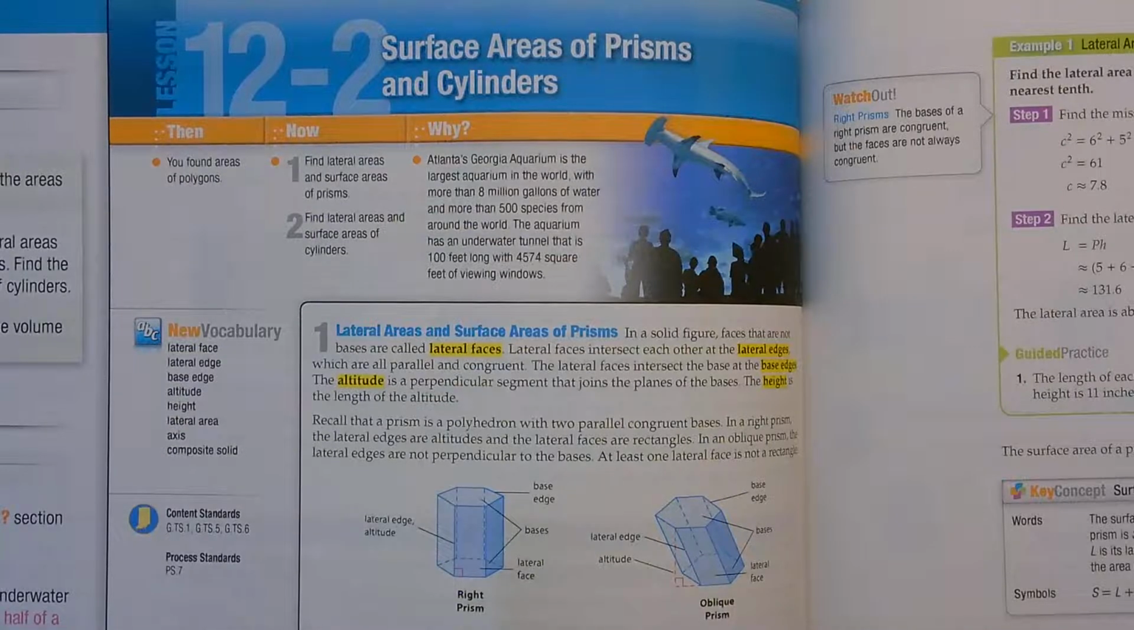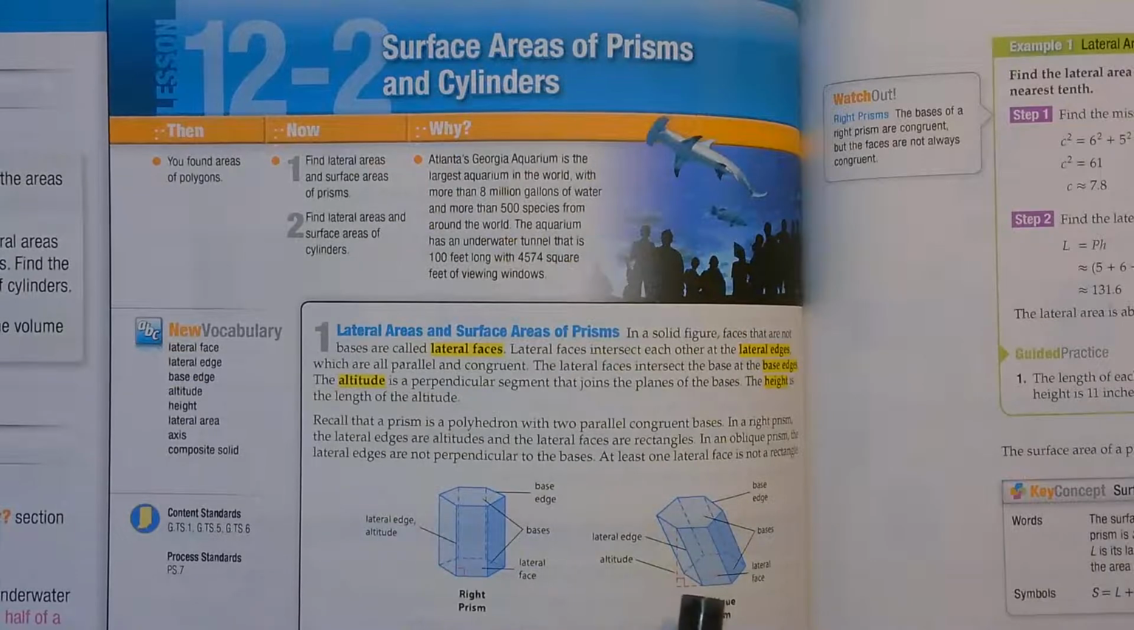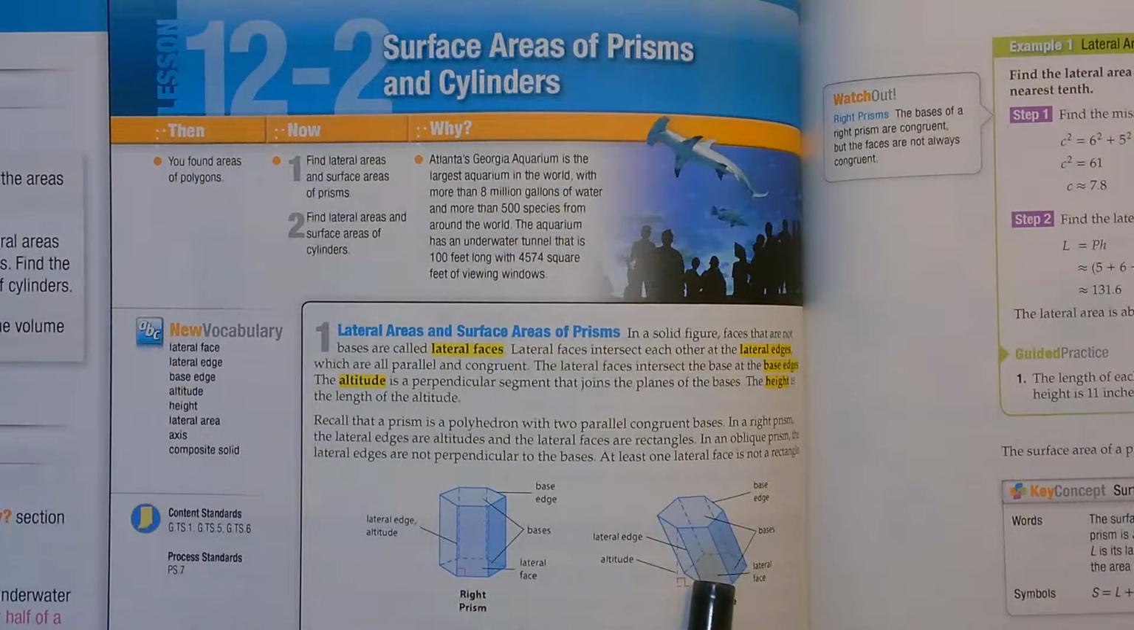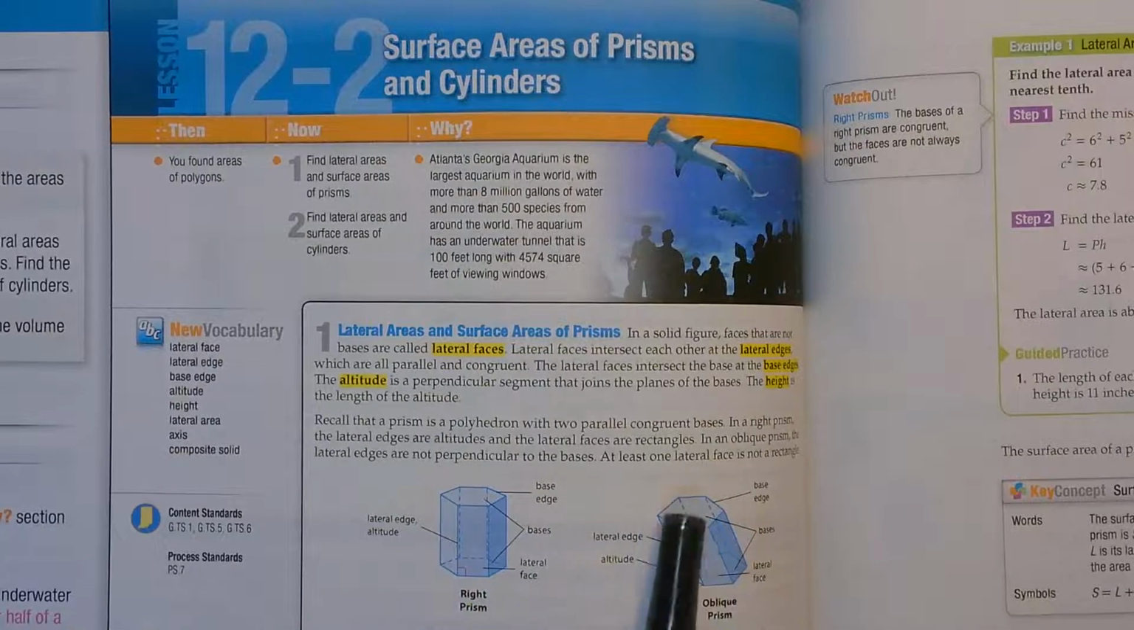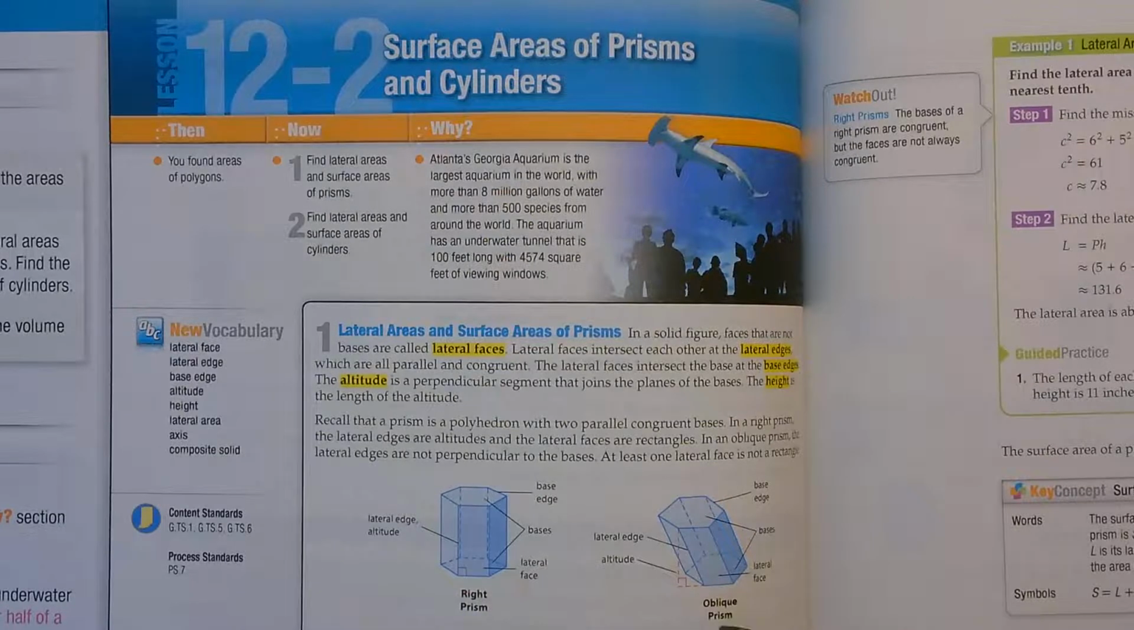So to start out, I just want to show you a couple pictures of some prisms because we're going to be finding surface areas of prisms and cylinders. These are the body parts of prisms. We've talked about some of these body parts before. You probably know them. I'm going to point out the most important thing that you need to know about prisms, and that is how to find the bases.